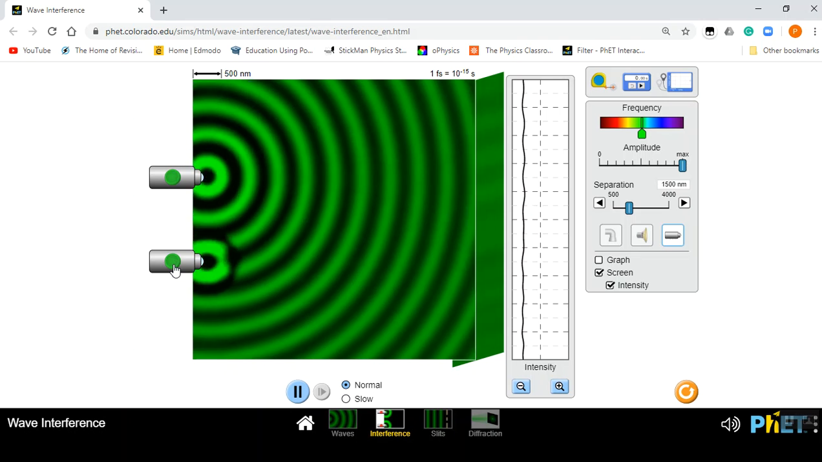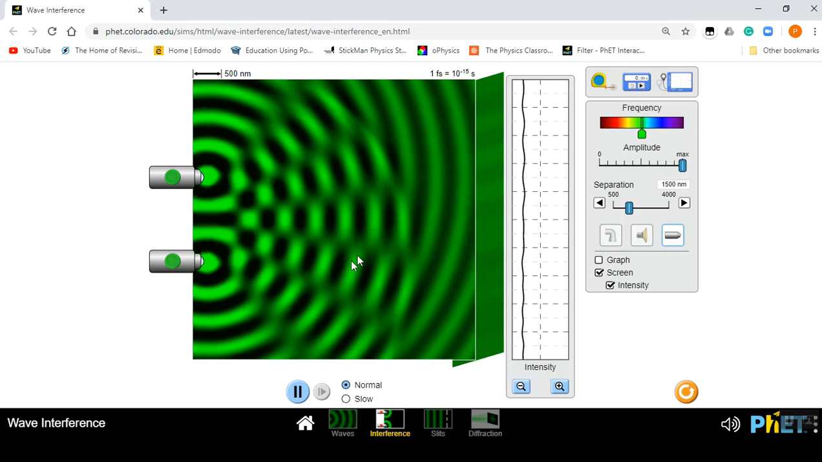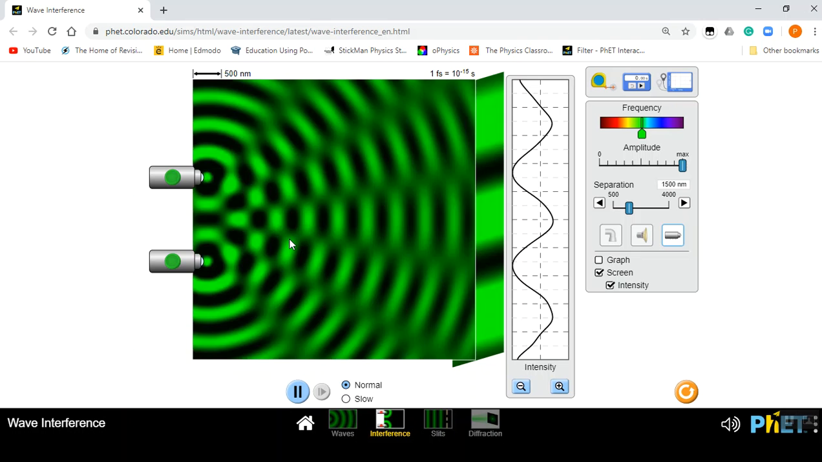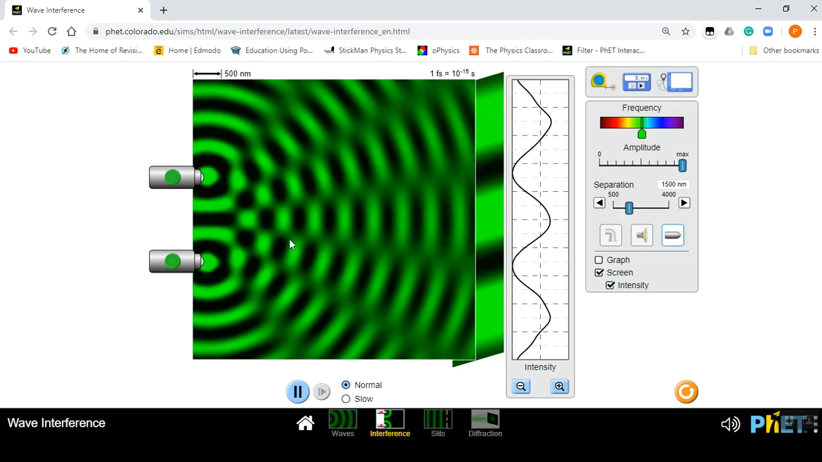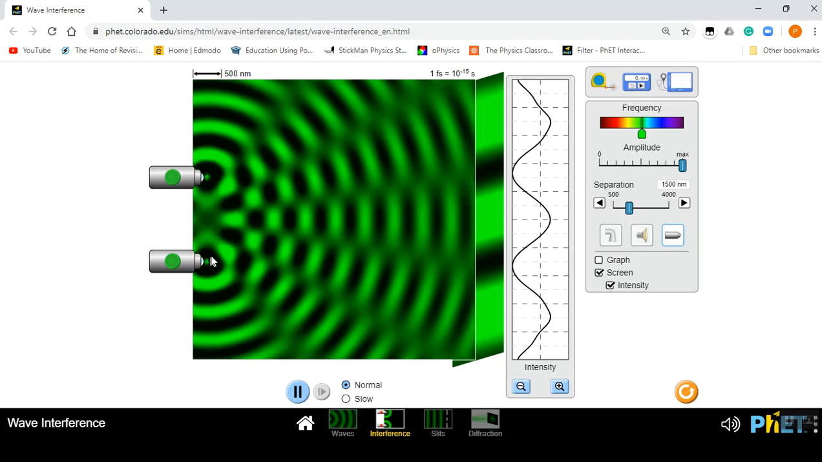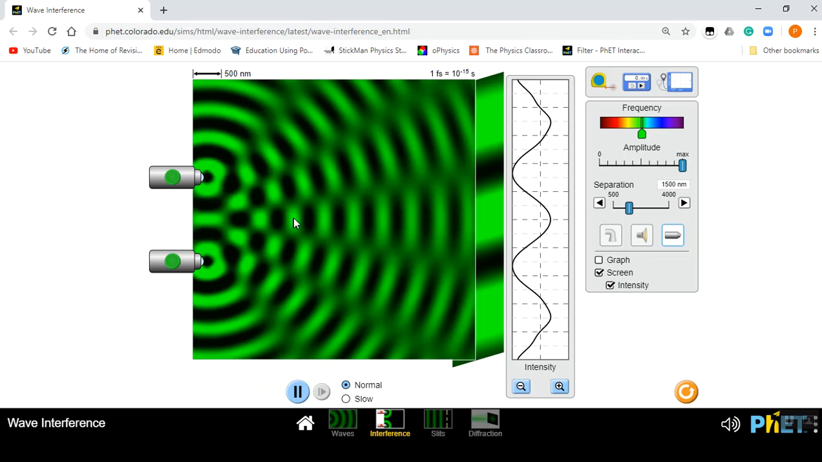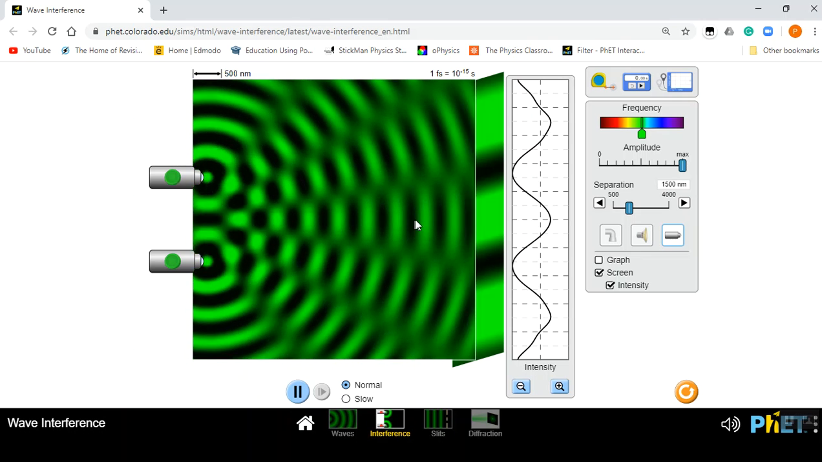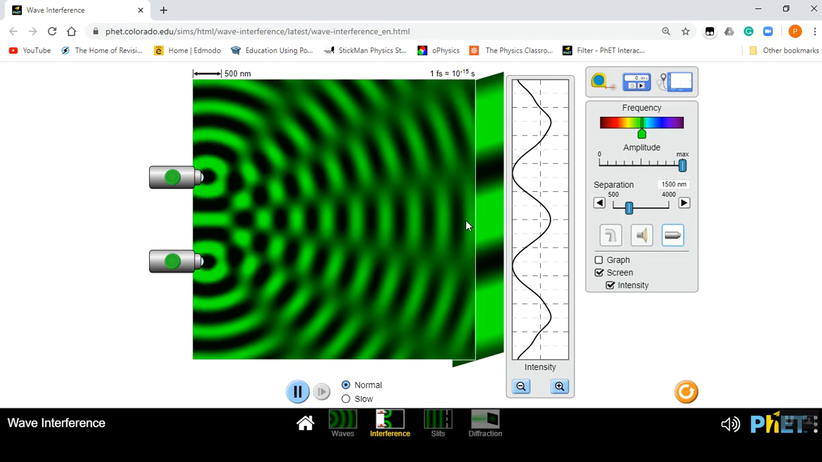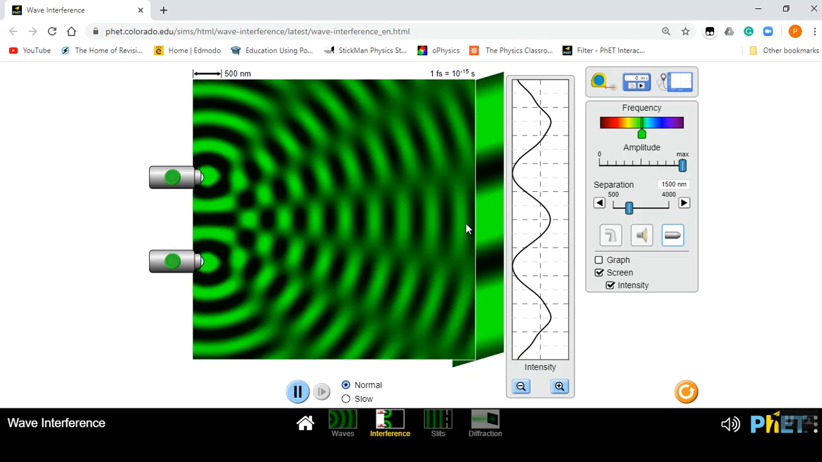The moment I start making a second source, we see some weird things here in the middle. We see that the waves are actually interfering with one another. The crests of this wave and the crest of this wave come together, and the troughs and the troughs, and they form a line where we can actually see maximum crests and maximum troughs. And we call that constructive interference.